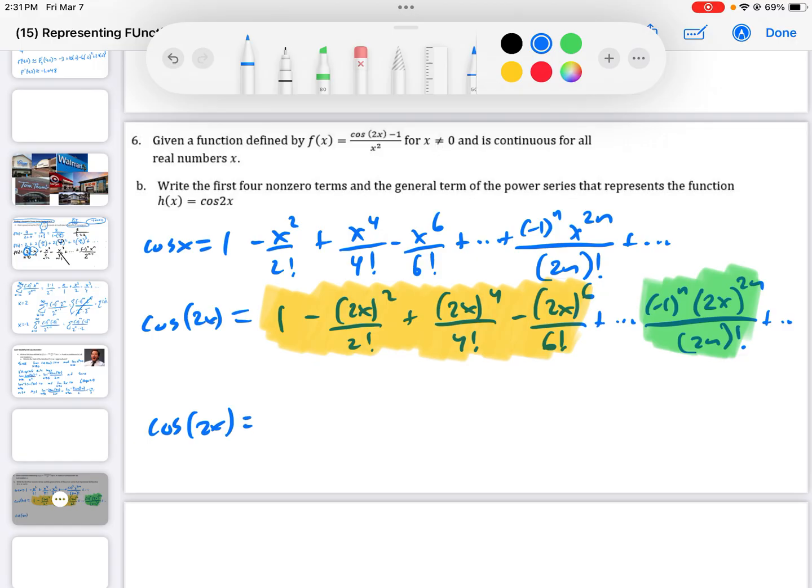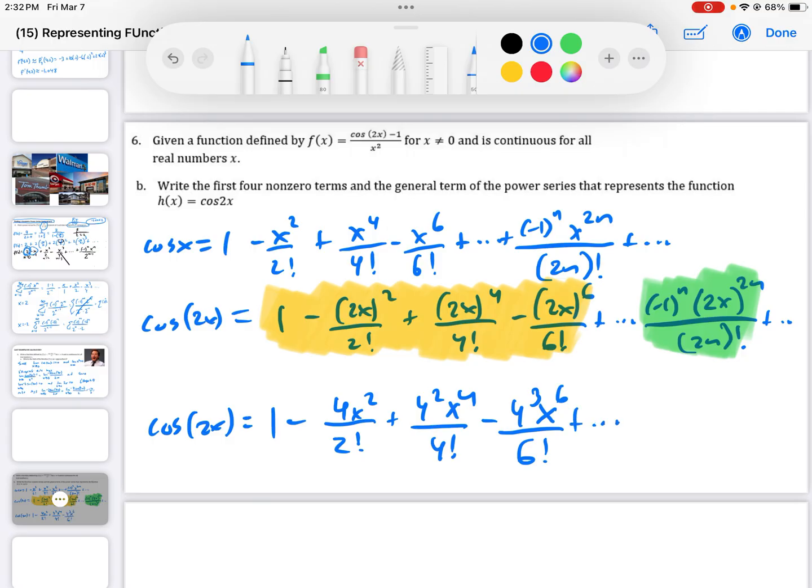Now for fun, for the notes, I am going to simplify it. This will be 1 minus 4x squared over 2 factorial, which actually needs to be reduced more, plus 4 squared x to the 4th over 4 factorial, minus 4 cubed x to the 6th over 6 factorial. So I kind of reduced it, but I kind of didn't. Negative 1 to the nth times 4 to the n, x to the 2n over 2n factorial. But it was fine before.